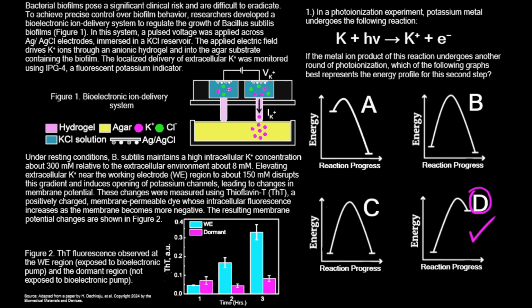First, let's ask ourselves, what is this question really asking us in simple terms? The scenario describes potassium metal undergoing photoionization, in which it loses one electron and becomes a potassium cation, K+. This question is simply asking us to match a graph to an endothermic process. The graphs provided are energy versus reaction progress diagrams. We are asked to match the correct graph to the second ionization process, which we would recognize as an endothermic process. And how do we know this?